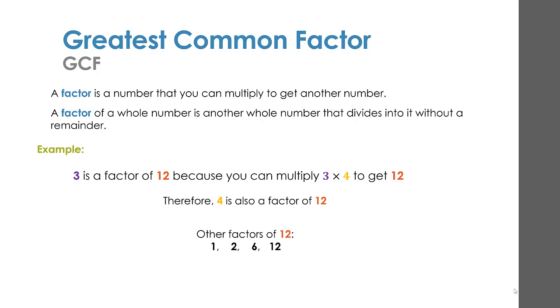Now, this example was explained in terms of the first definition, which was in terms of multiplication. We can also explain this in terms of division. Number 3 is a factor of 12 because I can divide 12 over 3 and it gives me a whole number, which is 4. 4 is also a factor of 12 because 12 over 4 gives me 3, another integer.